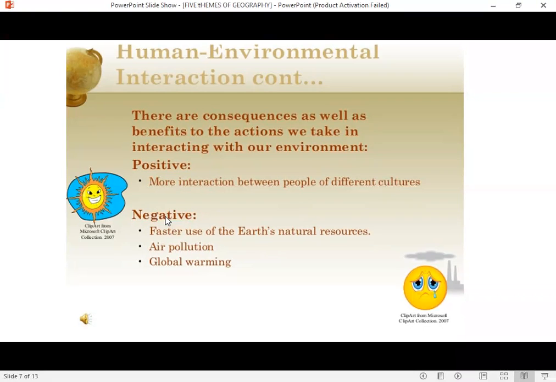The negative consequence is that when we try to adapt and modify, we use Earth's natural resources faster. When we try to adapt and modify, we create factories because we need to live and produce, so we create air pollution. And this pollution causes global warming. Clear? Okay.